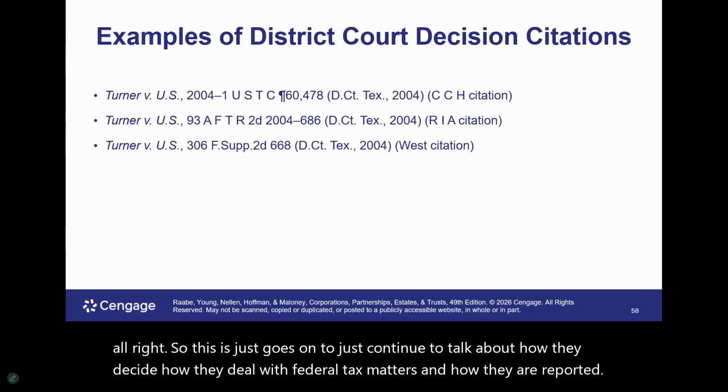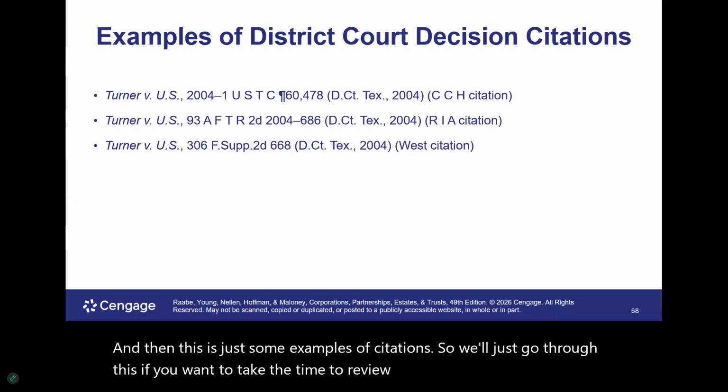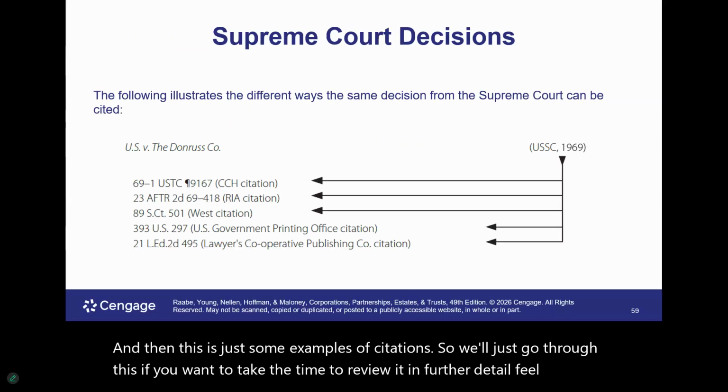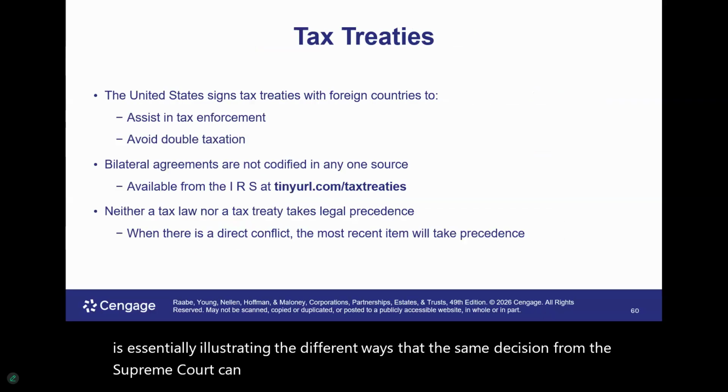And then this is just some examples of citations. So we'll just go through this. If you want to take the time to review it in further detail, feel free. This is essentially illustrating the different ways that the same decision from the Supreme Court can be cited.